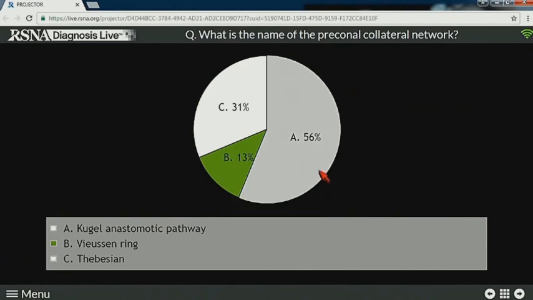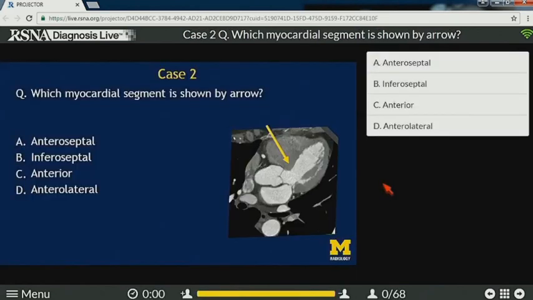Okay, so most people think it's Kugel's anastomotic pathway. Well, I will tell you that there is a collateral pathway known as Kugel's anastomotic pathway, and I'll show it to you in a few minutes. But the correct answer here is Vieussens' ring. This is a preconal collateral pathway.